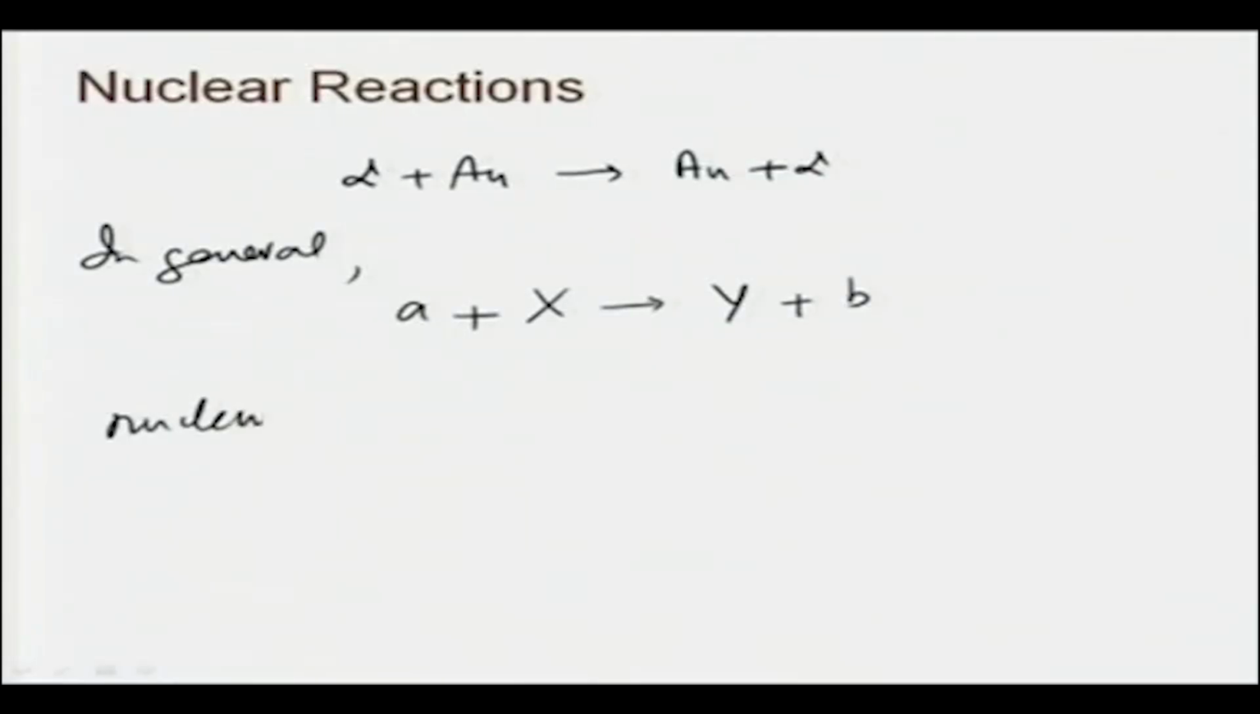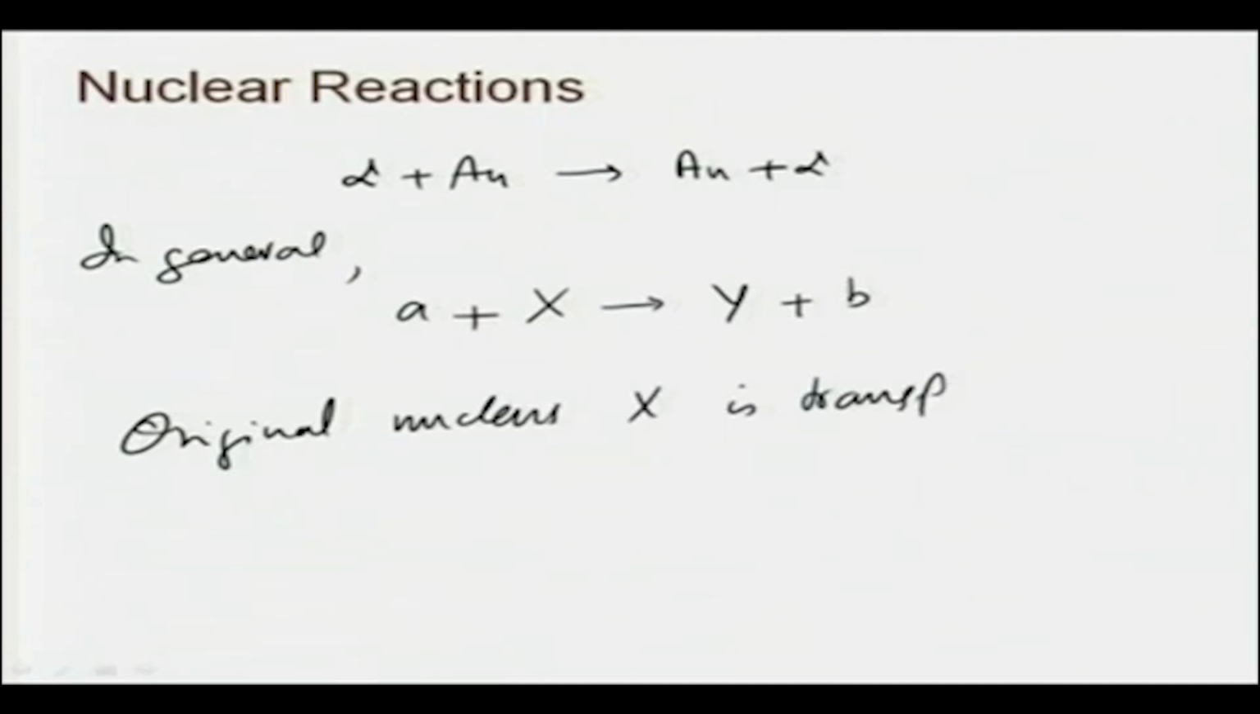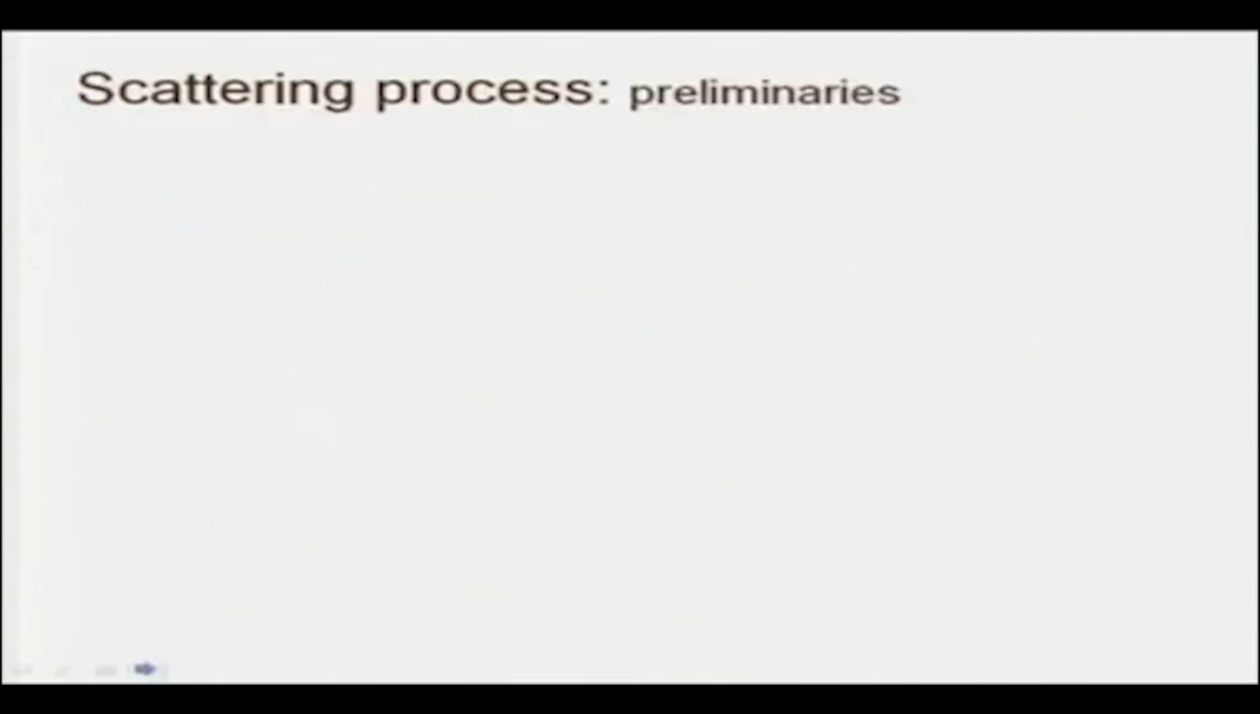Usually a light particle will come out, which will be in general different from A. So, in such reactions, the original nucleus X is transformed to a new nucleus Y. Now, how do we actually understand the properties of this, or what are the ways that we can understand this?